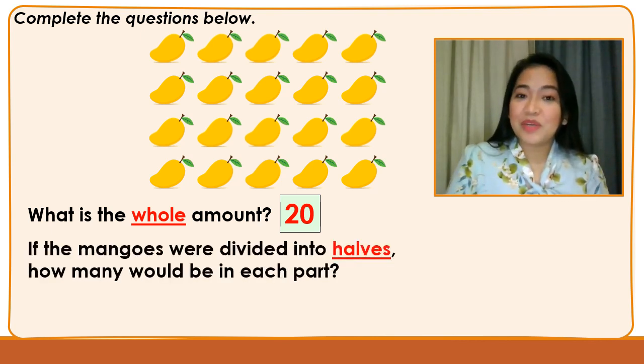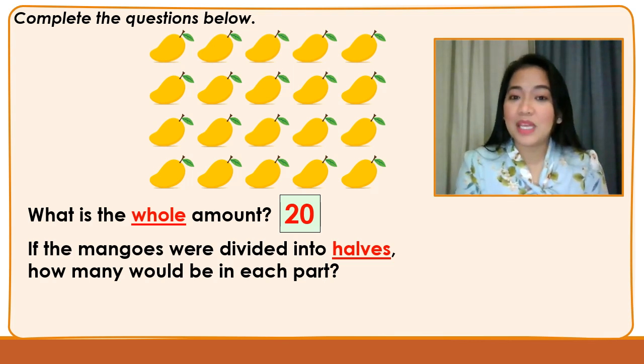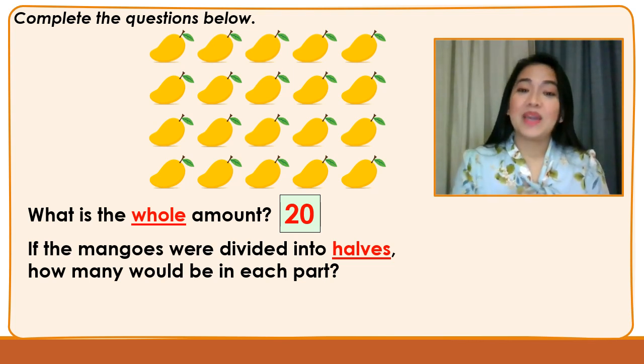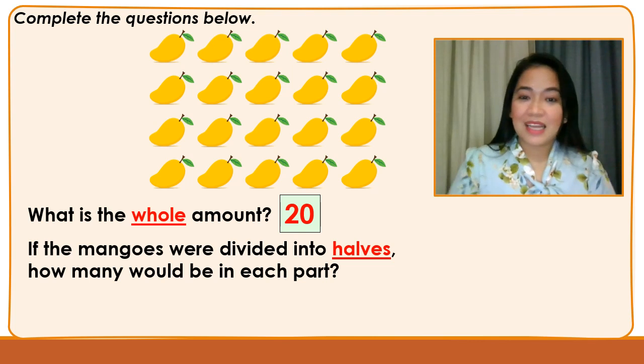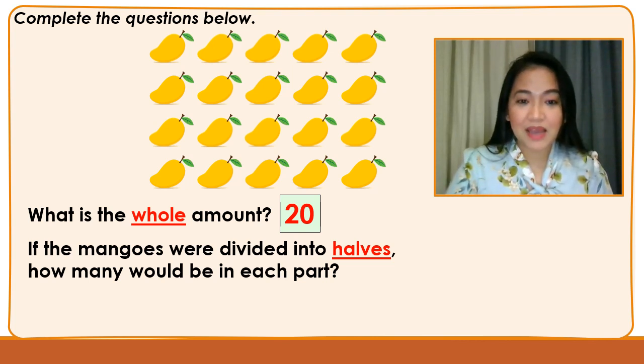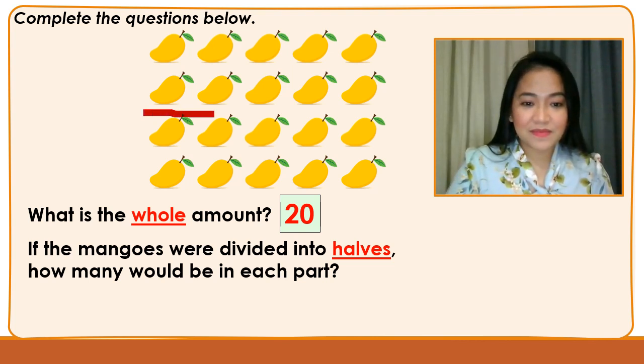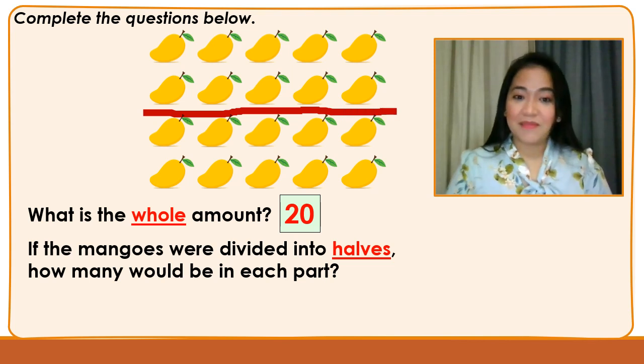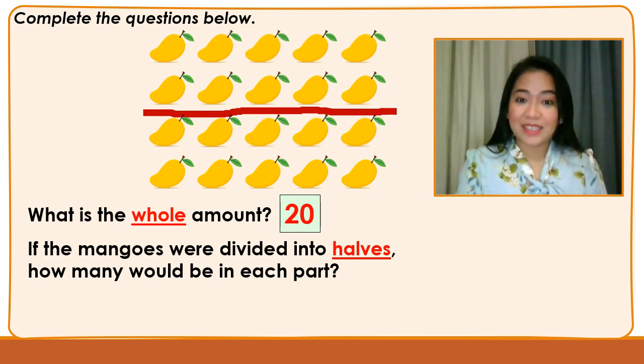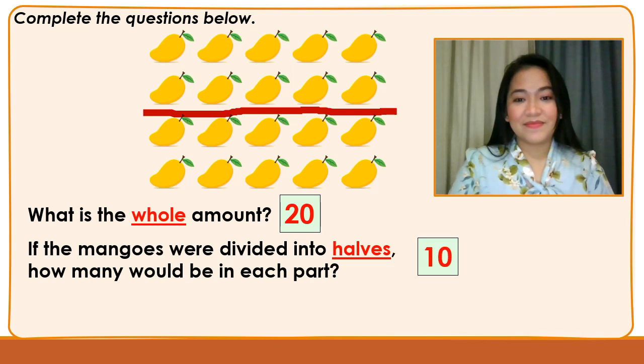Next question. If the mangoes were divided into halves, how many would be in each part? You may pause and answer. Let us check. Let's split these mangoes into halves. There. And you are right. There are 10 in each part. Half of 20 is 10.